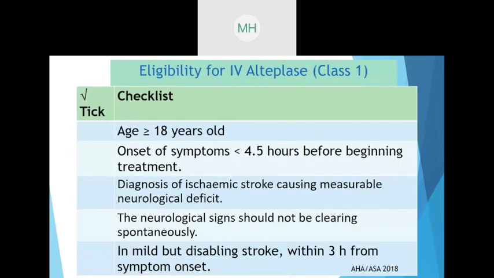So this is the long list of eligibility for IV alteplase: age of more than 18 years old. They do have trials on age 13 as well, with a good outcome. Then onset of less than 4.5 hours, diagnosis of ischemic stroke with neurological deficit. The neurological signs should not be clearing spontaneously, meaning that it is not a TIA or any stroke mimic. A good candidate for IV alteplase in mild but disabling stroke within 3 hours from symptom onset.